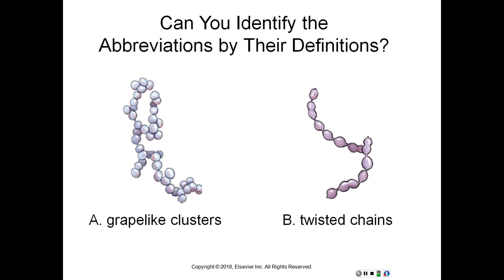Grape-like clusters and twisted chains. And so to be a little bit more specific, it would be berry-shaped in grape-like clusters or berry-shaped in twisted chains. So hopefully you're answering staph for staphylococcus for grape-like clusters and strep for twisted chains.